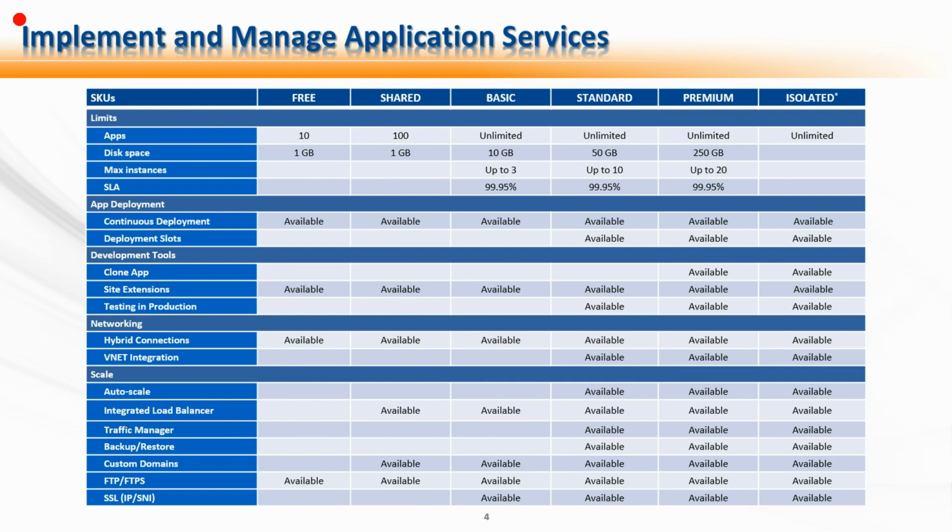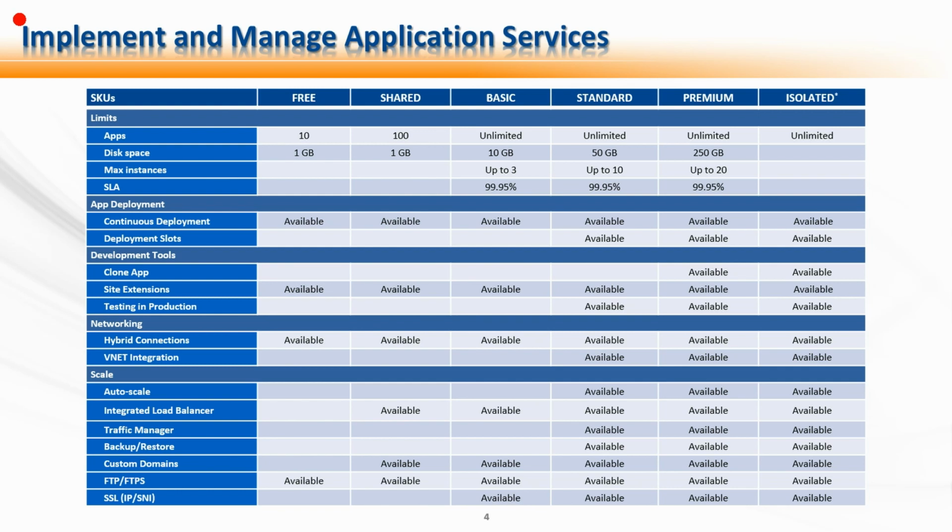The traffic manager is only available for the standard, premium, and isolated, whereas the backup and restore also has the same configuration. We have the custom domains which can be configured in the shared, but not in the free. And if I say it is available in the shared, it is available in the basic, standard, premium, and isolated as well. For the SSL, it is available in the basic, standard, premium, and isolated tiers. But in the free and the shared, we don't have the support for the SSL certificates. So we can have HTTP requests, but not HTTPS secured requests.